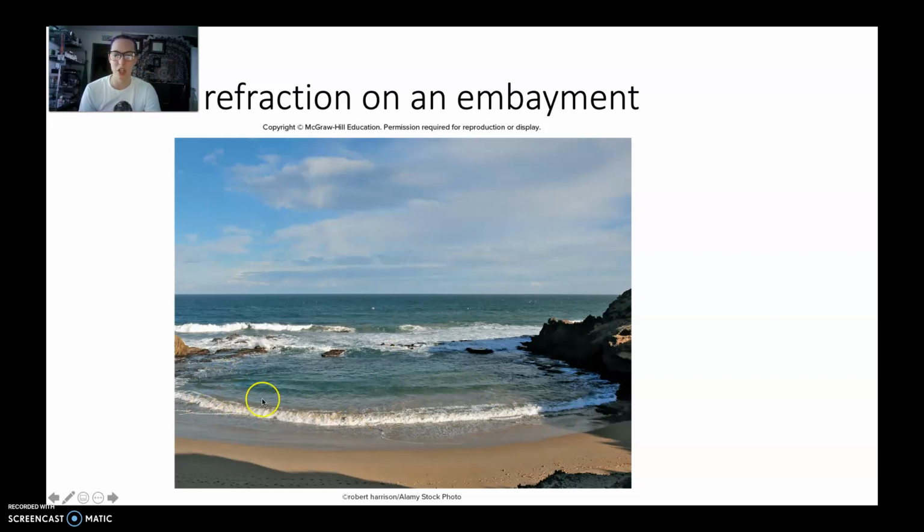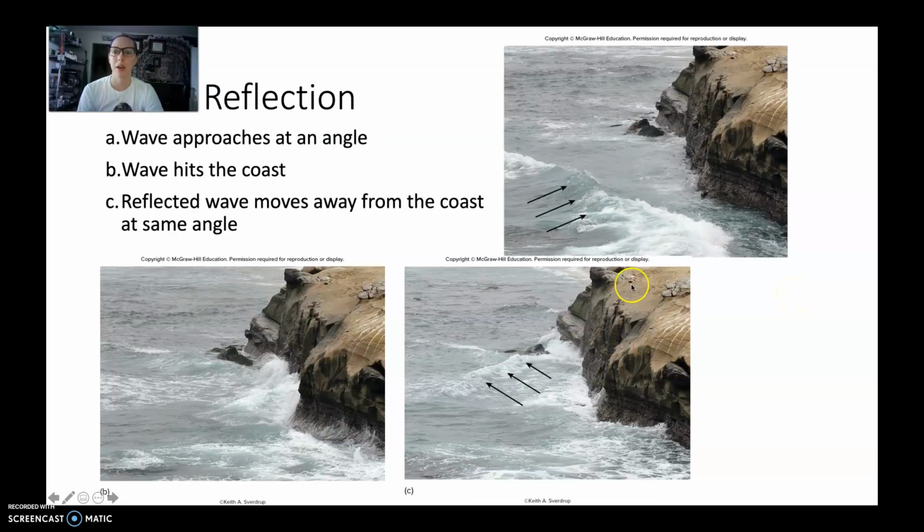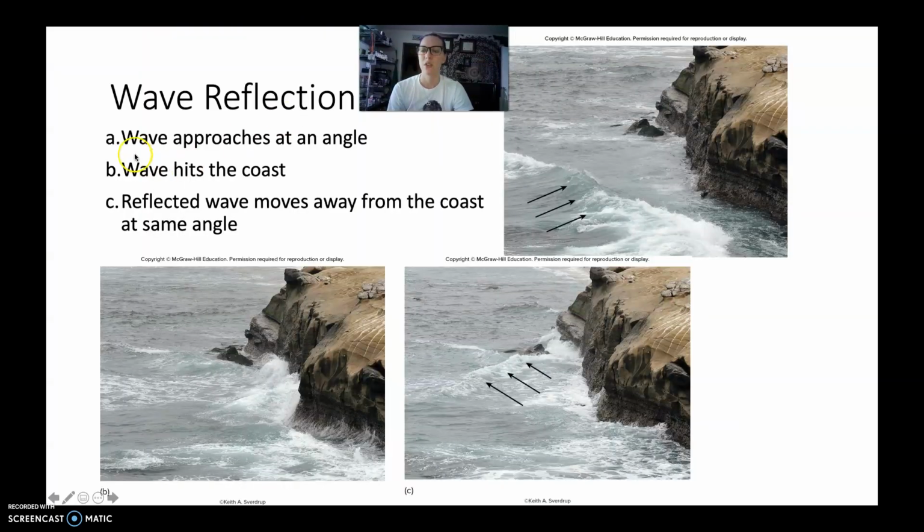So there's less energy being felt right where the waves are coming onto the beach, as opposed to these little minor headlands, for lack of a better word. But there's not always a beach, right? That's not always the case everywhere. So we can have wave reflection as well. As the wave approaches the shore at an angle, it hits the coast and then is reflected away from the coast at the same angle.